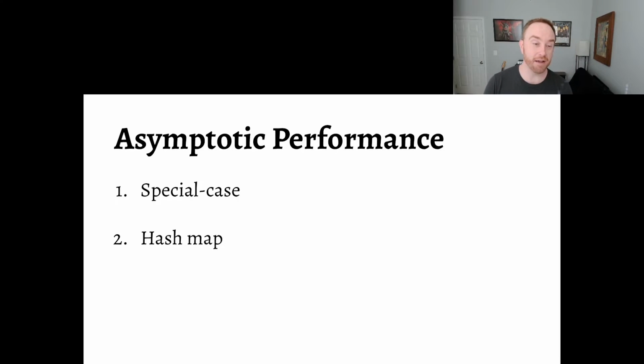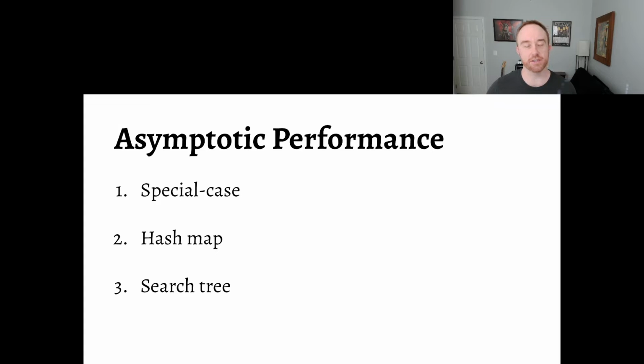Asymptotic performance of hash maps is not as good as these special case niche data structures, but generally, again, pretty good, especially when it comes to lookups. You can get constant time asymptotics. So basically, again, as long as you don't run into too many hash collisions, you can basically just say the amount of time is not really going to vary based on the size of the hash map. It's always going to be about the same amount of time to do an individual lookup.